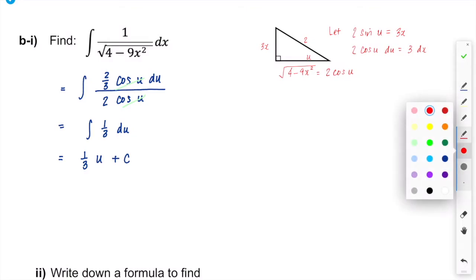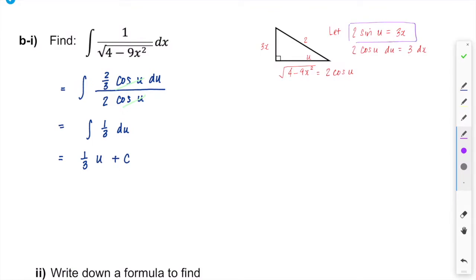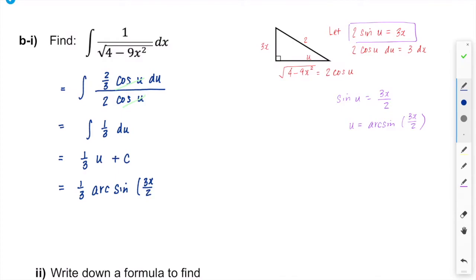Expressing u in terms of x, once again, I'm going to make use of my original let statement. I know that sine u is 3x over 2. As a result, u is arc sine 3x over 2. So let's sub this back: 1 over 3 arc sine 3x over 2 plus c.